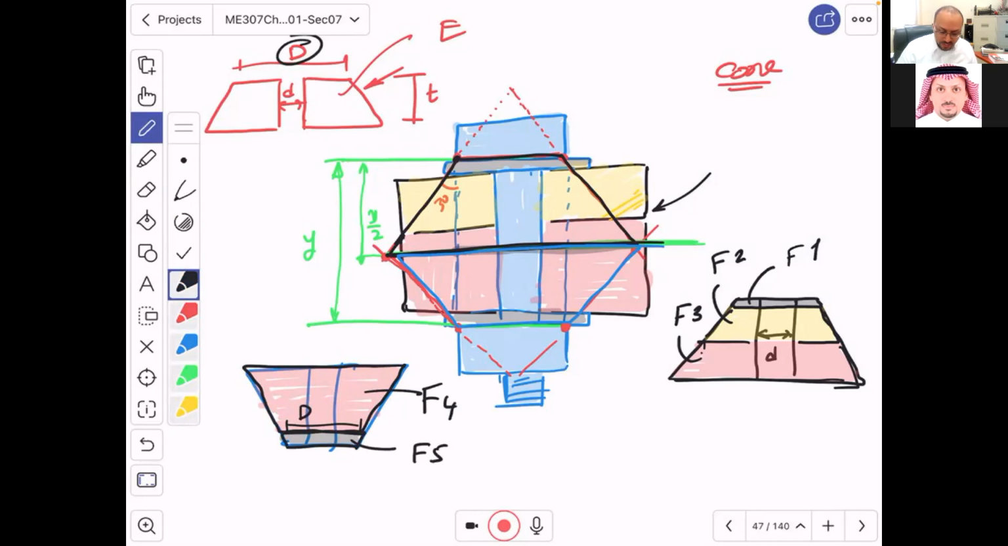Do you understand? Now, each of these frustums has a thickness. This is thickness 1. This is thickness 2. This is thickness 3. Each one of them has a small diameter. This is D capital 1. This one is D capital 2. And this one is D capital 3. This one is D capital 5. And this one is D capital 4. Each one of them now, I can analyze it by itself.